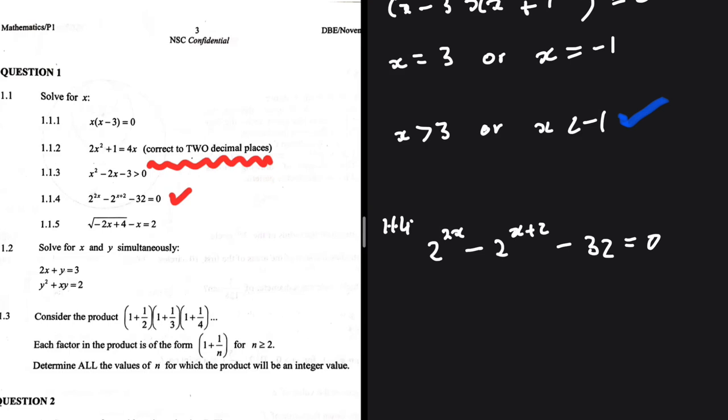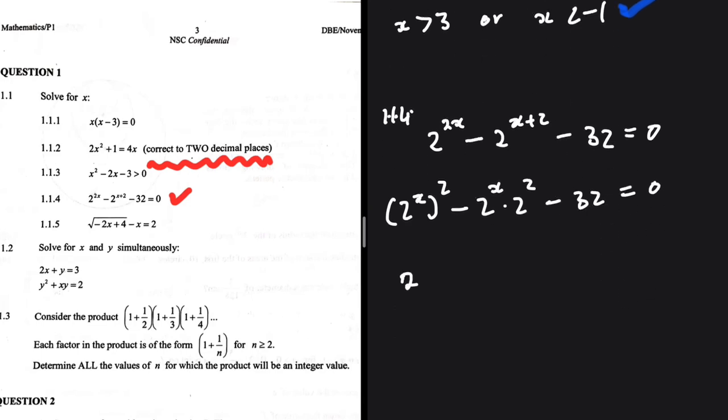2 to the power 2x, we can write as 2 to the power x, everything to the power 2, because 2 just multiplies x, and we end up with 2 to the power 2x. And then here we can write minus 2 to the power x multiplied by 2 to the power 2, because when we multiply numbers with the same base, we add the exponents. That is totally fine. And this we can leave as minus 32, and this is equal to 0. So we can let 2 to the power x be equal to k.